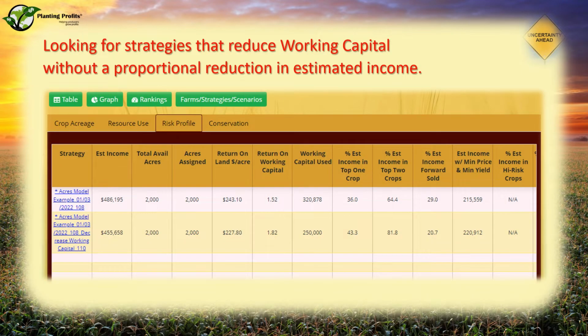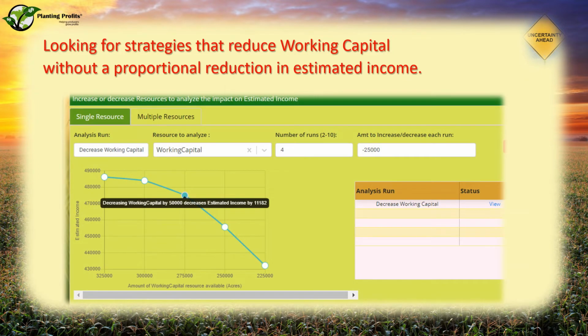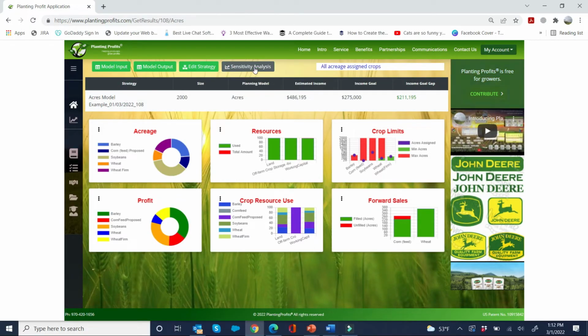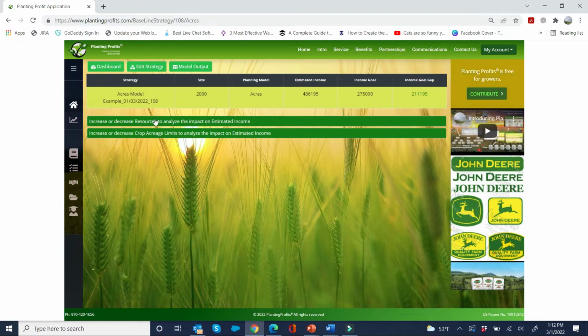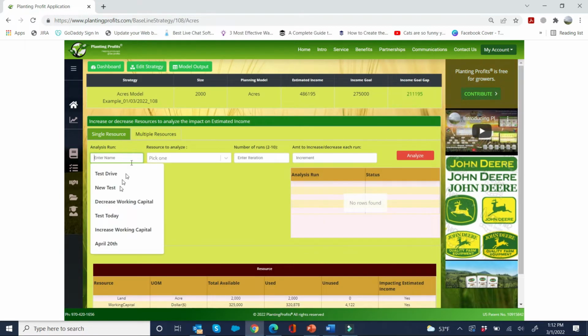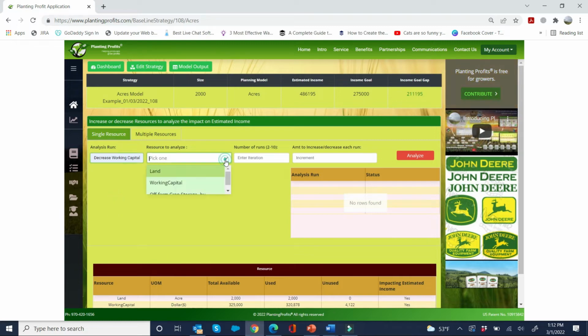Decreasing working capital reduces several measures of risk, whether it's your money or the bank's money. We're looking for strategies that materially reduce working capital without a proportional reduction in estimated income. Look at resource use. The original amount of working capital is mostly used up. Let's look at estimated income as working capital is reduced. To analyze this, decrease working capital by 425,000 steps using the Single Resource Sensitivity Analysis tool. Click Analyze.